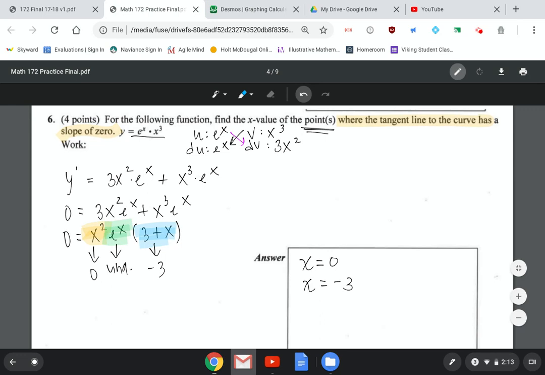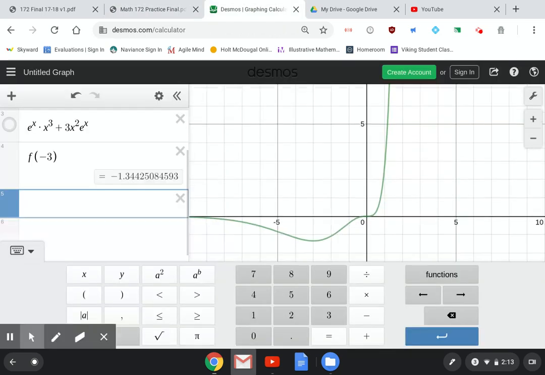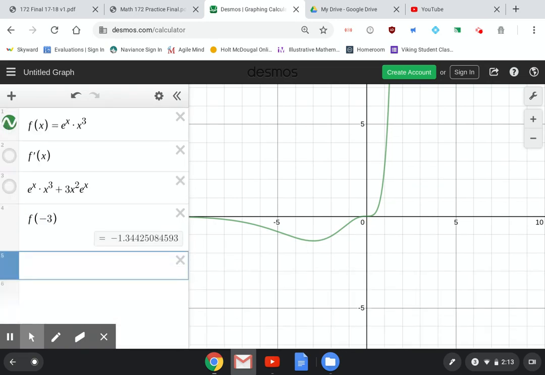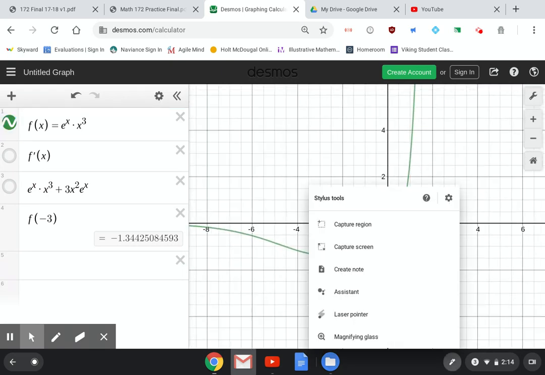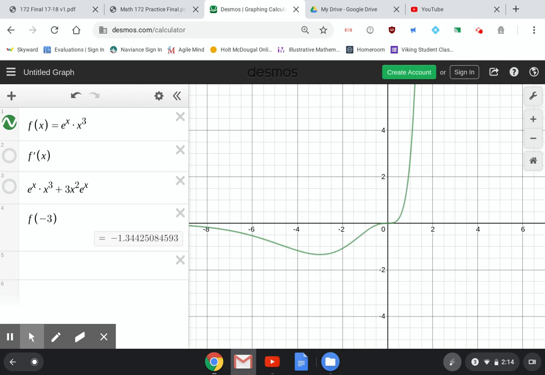I love to double check myself. I just love it. So I'm going to click on Desmos. And there's our original equation right there. You see that? There's the original equation. And what we are looking for is, when is the slope of this 0? Well, it looks like right here we've got a slope of 0. And right here we have a slope of 0. Right here and right here.